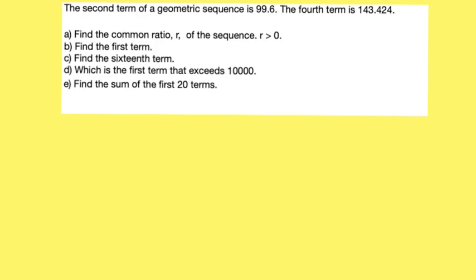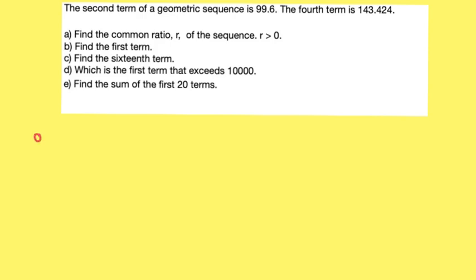In this example, we're going to do as much as we can using our GDC. The second term of a geometric sequence is 99.6. The fourth term is 143.424. A. Find the common ratio r of the sequence. r is greater than 0.